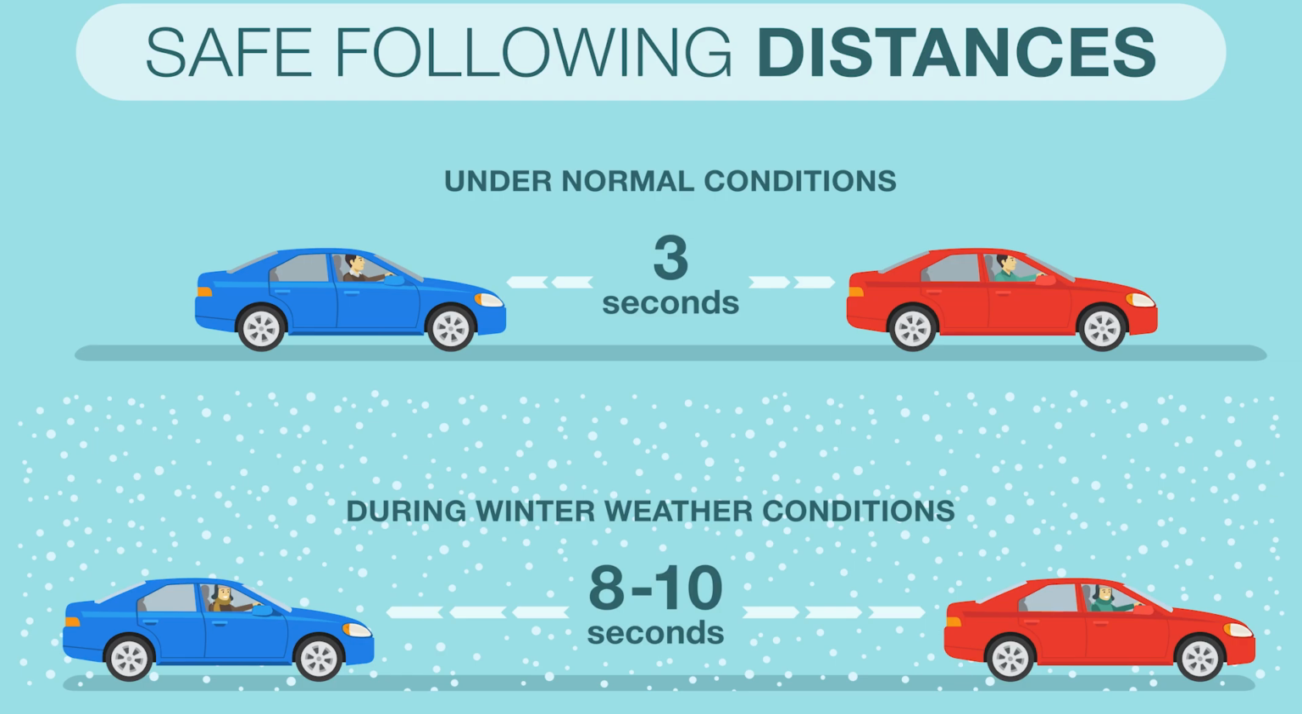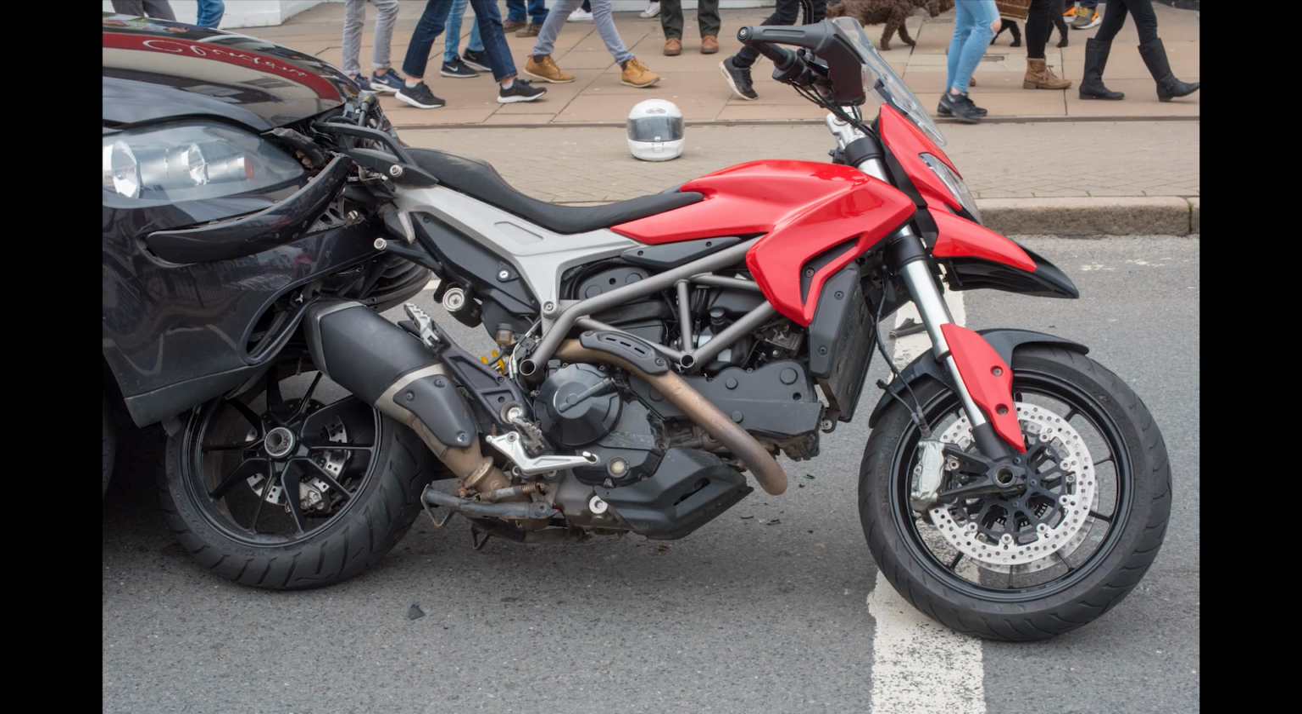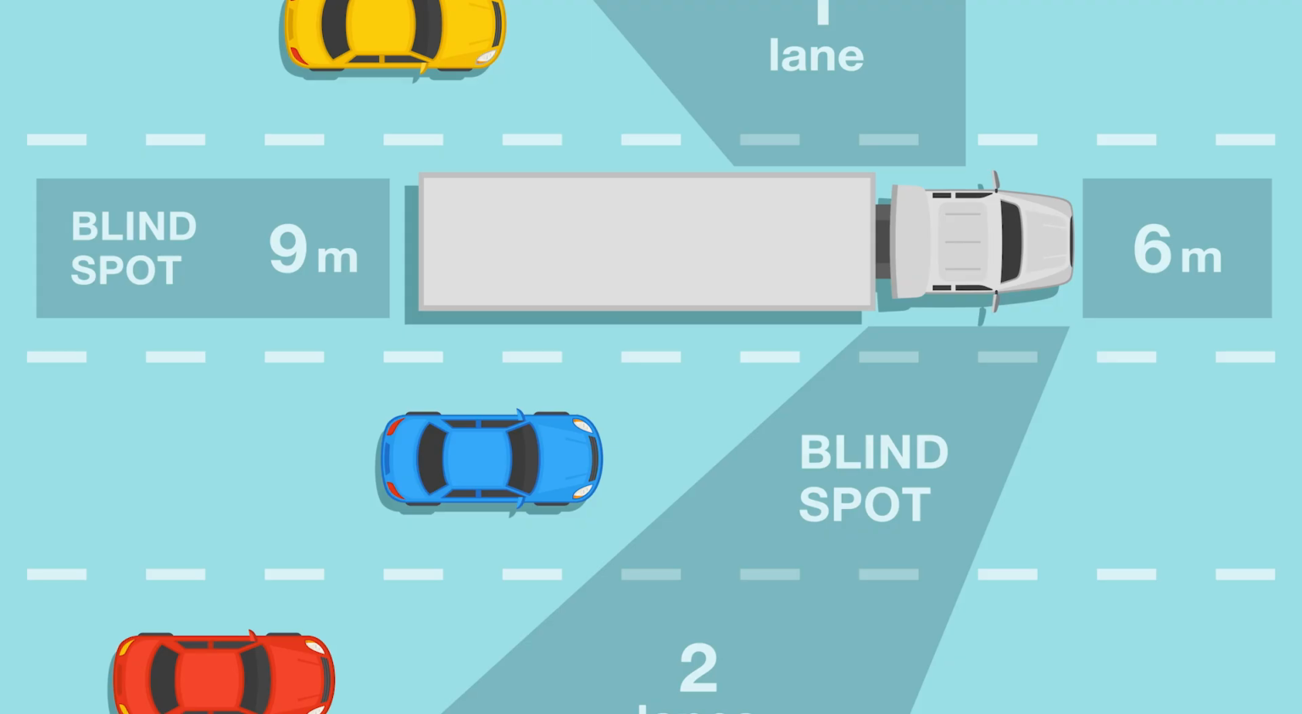3 seconds is the minimum following distance in ideal conditions. However, following a motorcycle or large or oversized vehicle, nighttime driving, or adverse conditions will require more time. Motorcycles have the potential to stop at a shorter distance, which leaves you with less time or space to stop. And the exaggerated blind spots for large or oversized vehicles can put you in danger. For these situations, be sure to add 1 second of following distance for each adverse condition.